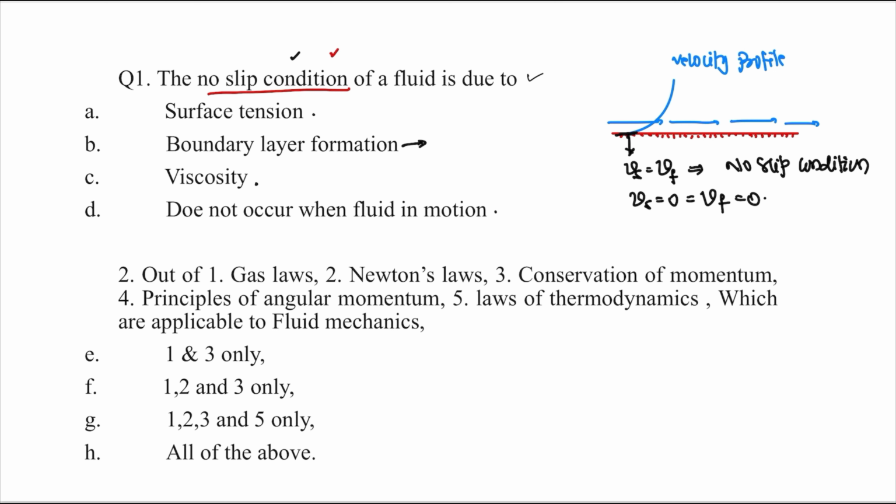"Does not occur when fluid in motion" is a wrong answer, because with the velocity profile we understood that a no slip condition occurs. Now, is it due to surface tension, or viscosity, or boundary layer formation? This mechanism is taught to some extent under the boundary layer formation phenomena, but it is still not fully due to boundary layer formation. Boundary layer formation is a phenomenon. So we can say this is partially correct, not fully correct.